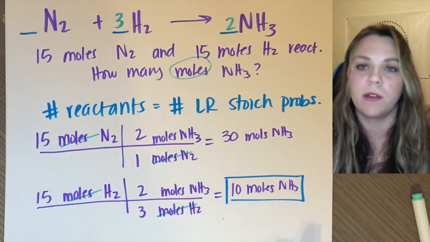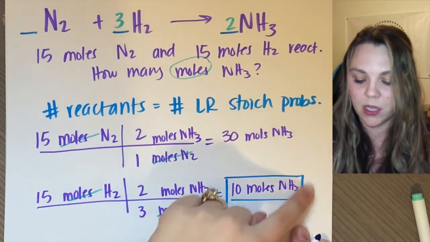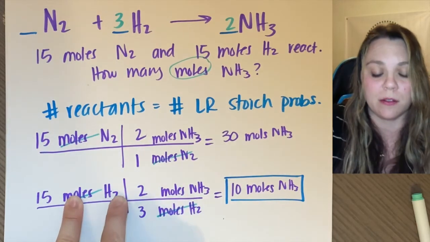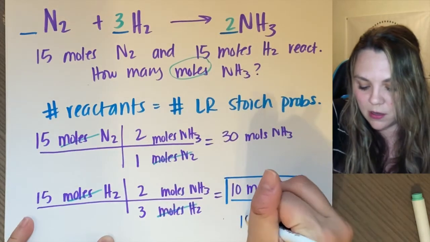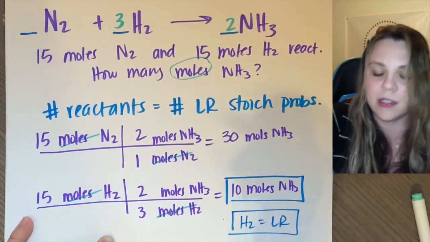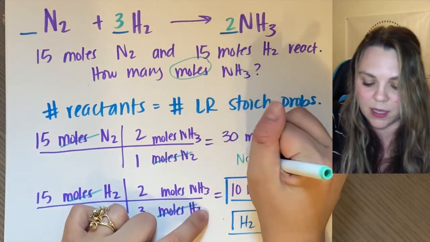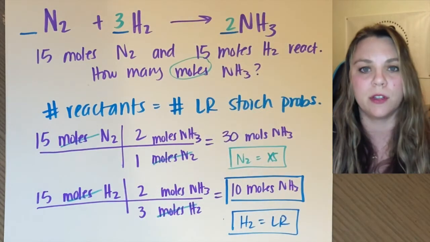The way you figure out which is your limiting reactant is you just look at your answer and you work backwards to figure out which reactant did you run out of? I ran out of H2. So H2 is going to be my limiting reactant, or hydrogen is my limiting reactant. And you could also say, N2 is your excess. You're going to have leftover nitrogen at the end.